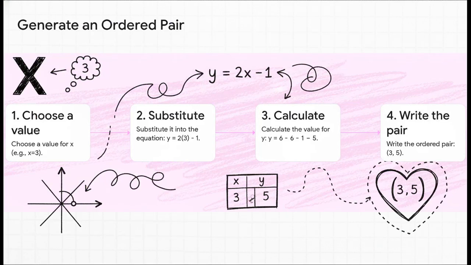Okay, so how do we actually use this code? Let's take our equation y equals 2x minus 1 and find our very first clue. The process is really straightforward. First, you just pick any value for x. Let's go with 3. Now we plug that into the equation, so we get y equals 2 times 3 minus 1. A quick bit of math, y equals 5. And boom, just like that, we have our first clue, the ordered pair 3, 5.